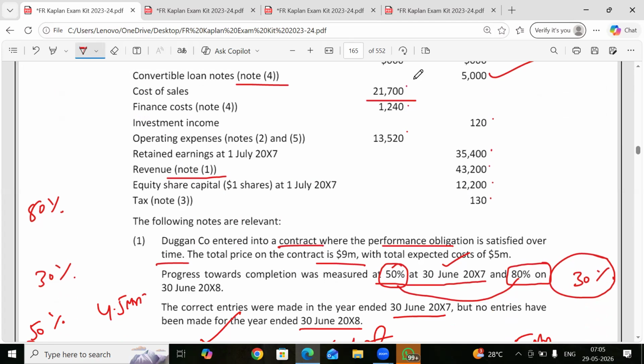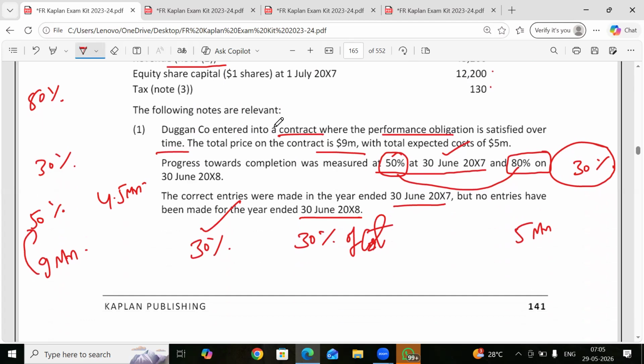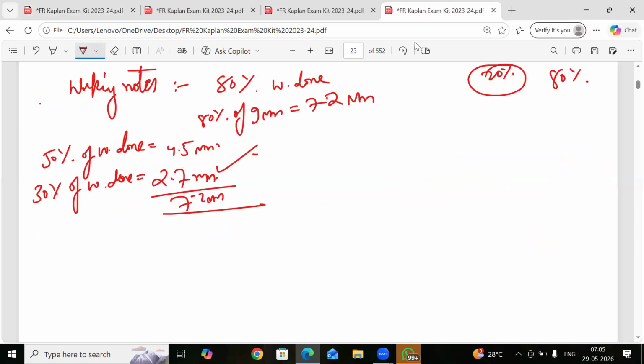Cost of sales is given as 21,700. Okay. They have given both the information. Duggan company entered into a contract where the performance obligation is satisfied over time. The total price on the contract is 9 million and the total expected cost is 5 million. So we have to match the revenue, the extra revenue of this year, the 30% part of the revenue, with 30% cost. Okay. So we will do that.